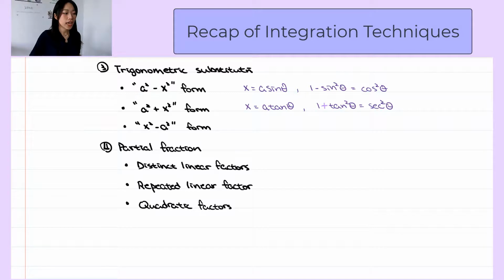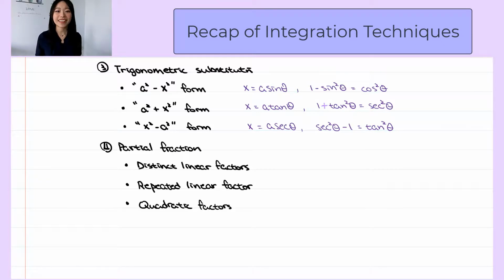Then the third case, when we have the x squared minus a squared form, we are going to let x equals a times secant of theta. And we use the same identity as the second case: secant of theta squared minus 1 equals tangent of theta squared.